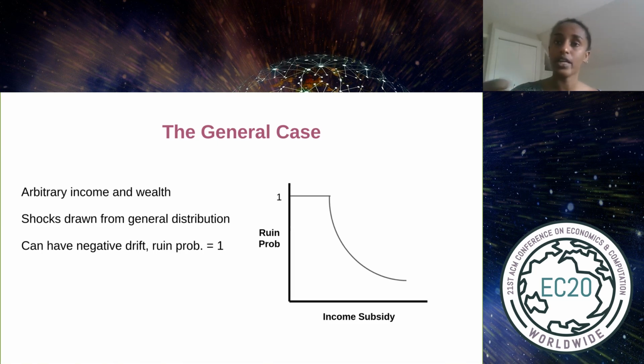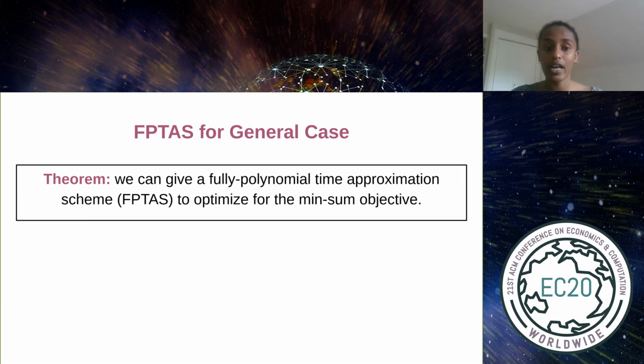So in this setting, I could be giving you an income subsidy, and for a while your ruin probability can just stay 1, because your drift is becoming less and less negative, but it's still negative, so your ruin probability is 1. So in this setting, unsurprisingly, the objective function that we were working with is no longer convex, right? So we lose the ability to use the greedy algorithm style solution that gives us the optimal income subsidy. But even in this setting, we find that we can give an FPTAS to optimize for the min sum objective.